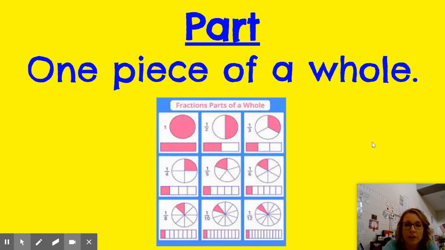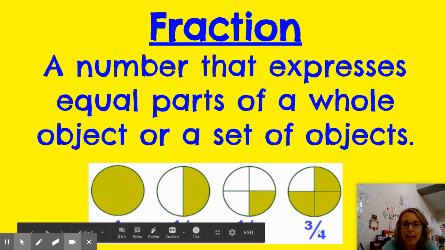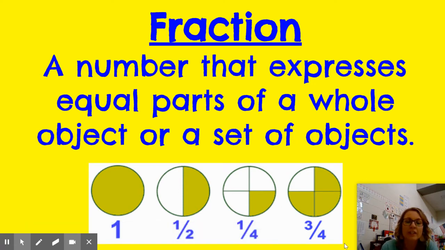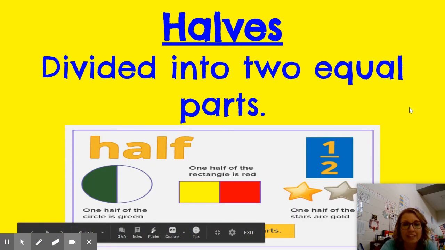The next word is part, which is one piece of a whole. So think about one piece of the whole. Imagine if you had a pizza and you took one slice, you took a part of the pizza. The next word is fraction. It's a number that expresses equal parts of a whole object or a set of objects. And we're going to learn a lot about fractions this week. I know that you didn't do a lot with fractions in first grade, so we're going to talk a lot about them.